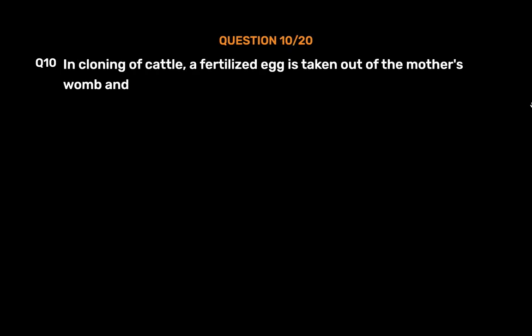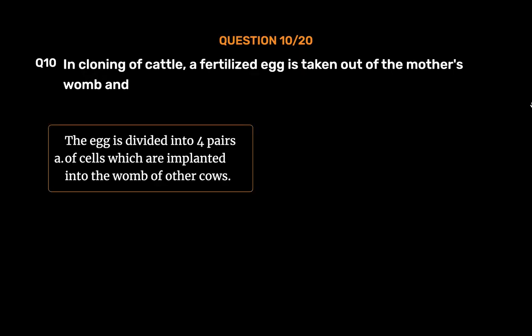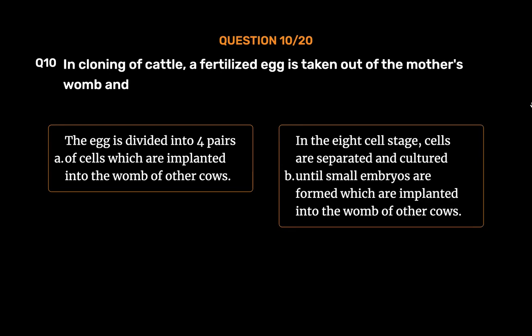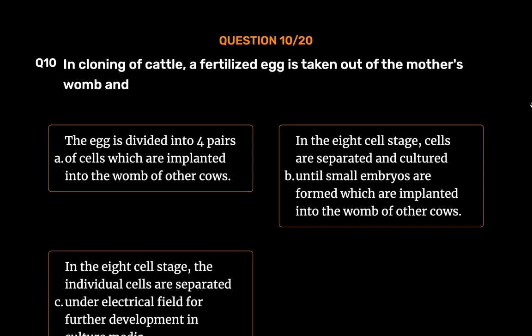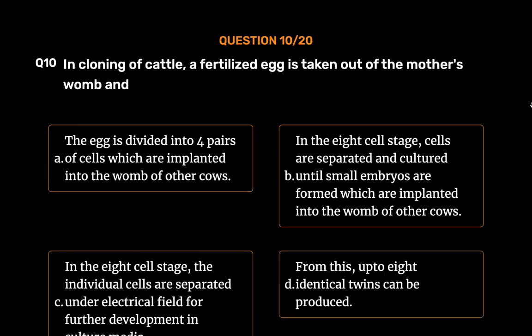Question number 10. In cloning of cattle, a fertilized egg is taken out of the mother's womb and Option A. The egg is divided into 4 pairs of cells which are implanted into the womb of other cows. Option B. In the 8-cell stage, cells are separated and cultured until small embryos are formed which are implanted into the womb of other cows. Option C. In the 8-cell stage, the individual cells are separated under electrical field for further development in culture media. Option D. From this, up to 8 identical twins can be produced. The correct answer is Option B.